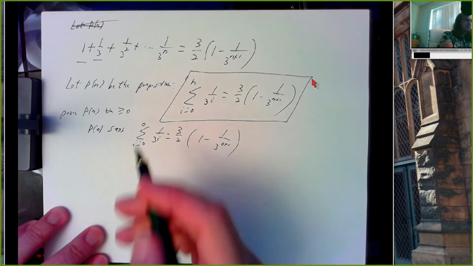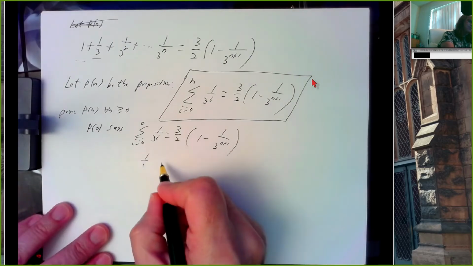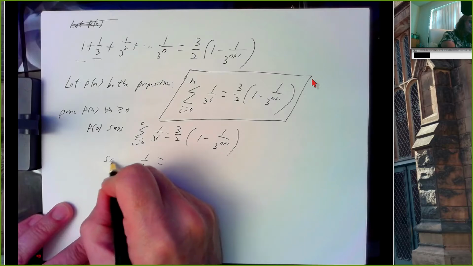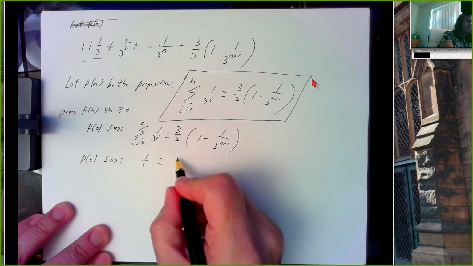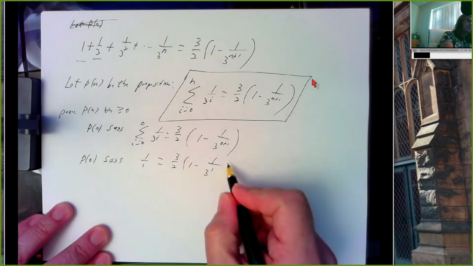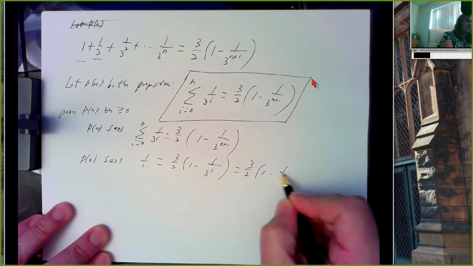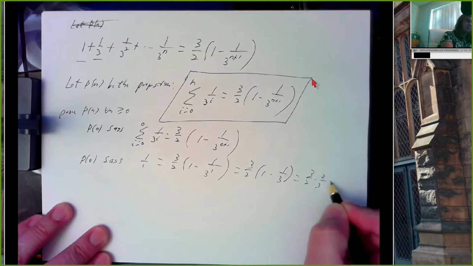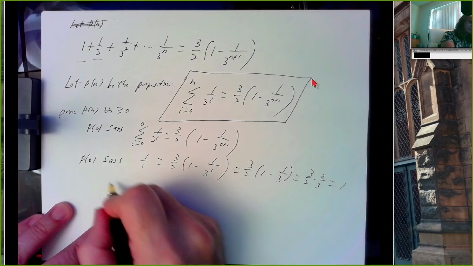Alright, well the sum from 0 to 0 of 1 over 3 to the i is just 1 over 1. So P of 0 says that 1 over 1 is equal to 3 halves times 1 minus 1 over 3 to the 1, which is 3 halves times 1 minus 1/3, which is 3 halves times 2/3, which is equal to 1, and 1 over 1 is equal to 1. So this is true.